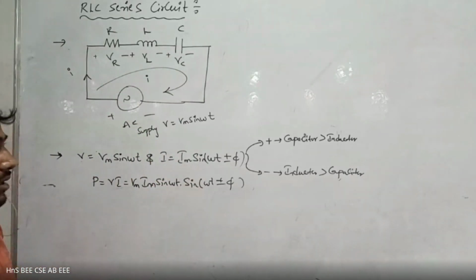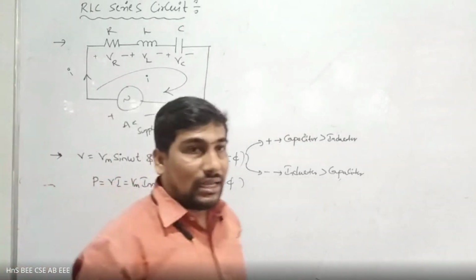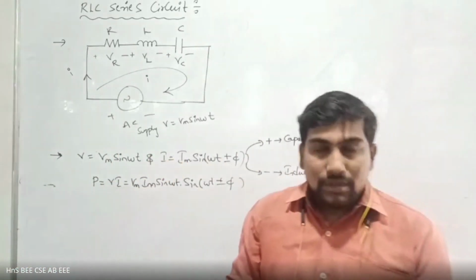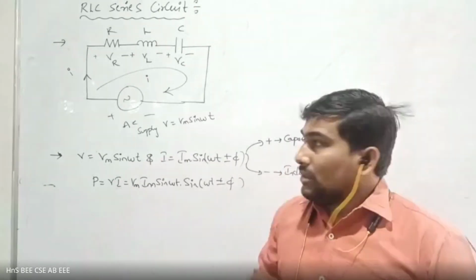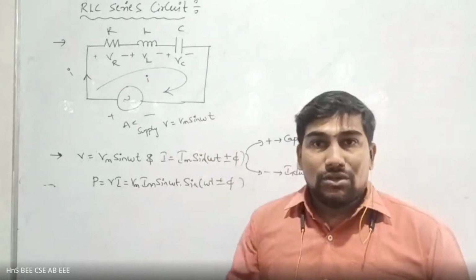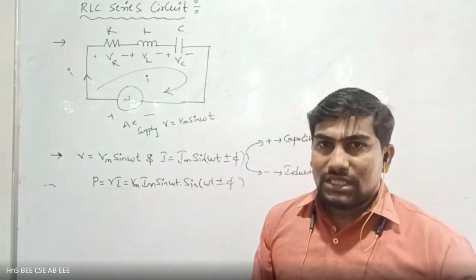Now coming to impedance, power factor, and power angle. Okay, phasor diagram, active power and reactive power. In this explanation, we have three cases. What are the three cases?